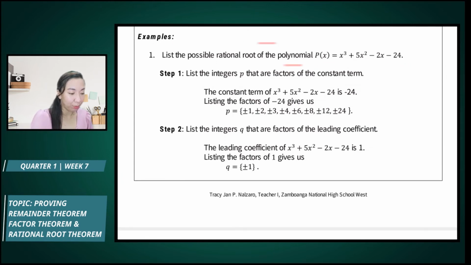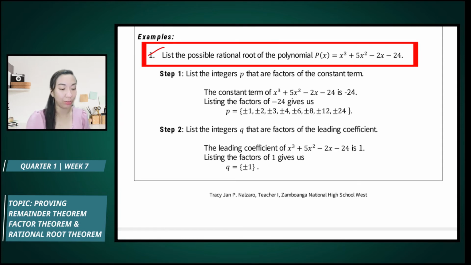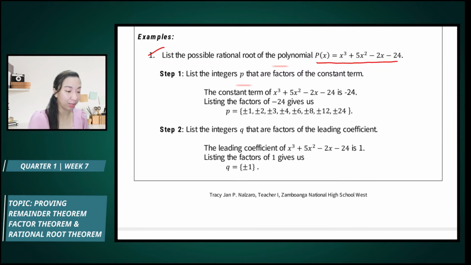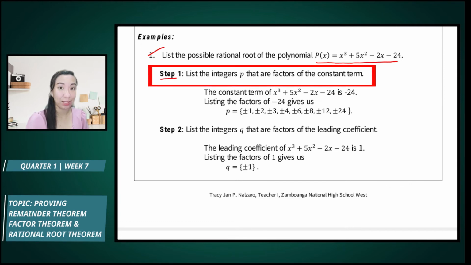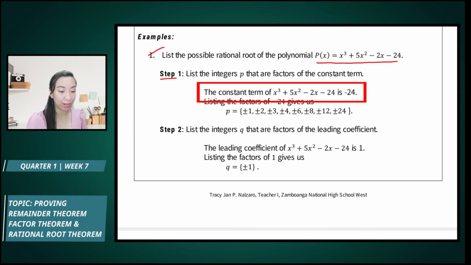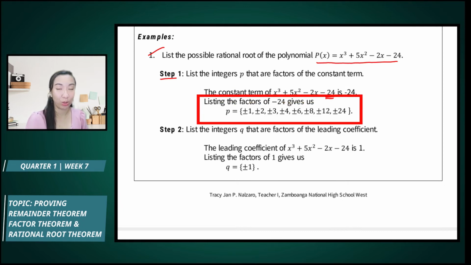So, number 1, list the possible rational roots of the polynomial p of x is equal to x cubed plus 5x squared minus 2x minus 24. So, this is what you're going to do step by step. So, please follow. Step 1, list the integers p that are factors of the constant term. So, the constant term of x cubed plus 5x squared minus 2x minus 24 is negative 24. So, tingnan nyo kung ano yung constant term. So, in this case, it's negative 24. Now, with that, you're going to list all the factors of negative 24, which is listed now here.